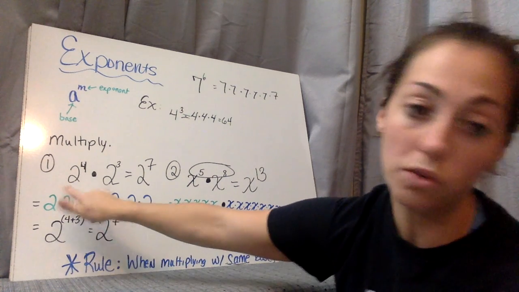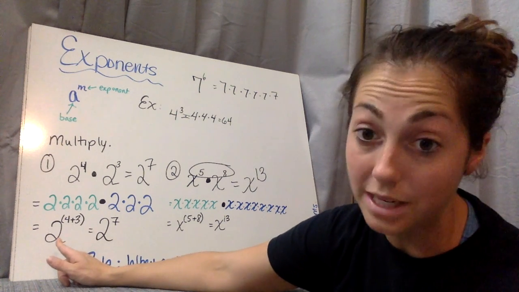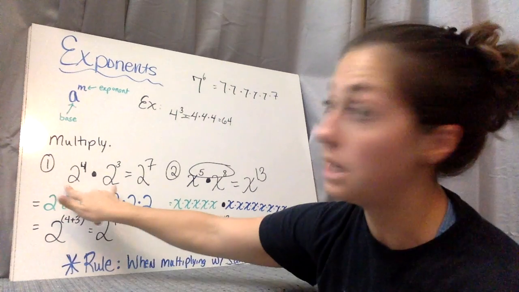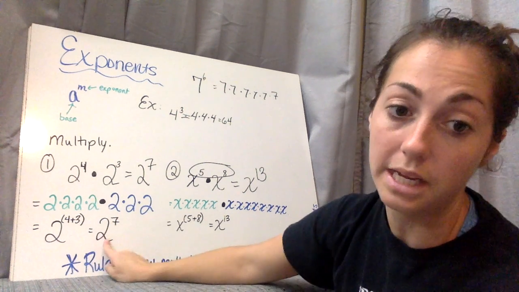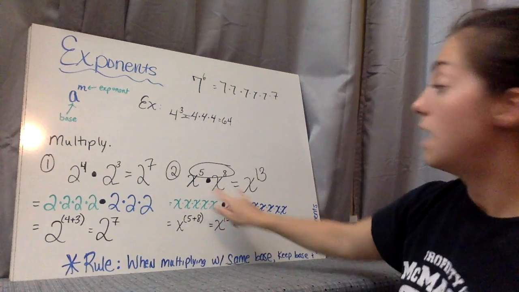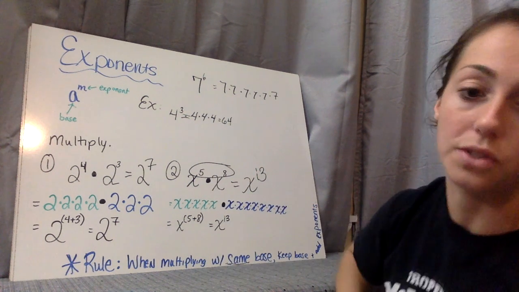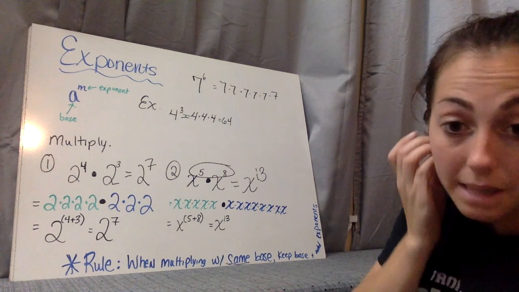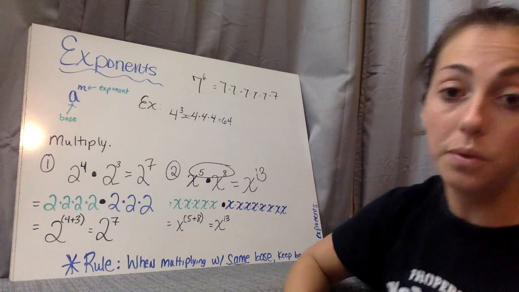So again, I didn't turn this into a 4, 6, or an 8, or whatever you want to do, and I see some crazy things. Don't do that. You keep the base the same, and you're adding your exponents. 4 plus 3 is 7, yeah. And here, keep the base the same. It's just an x, and 5 plus 8 is 13. So when multiplying with the same base, keep the base and add the exponents. All right, cool. Let's practice.